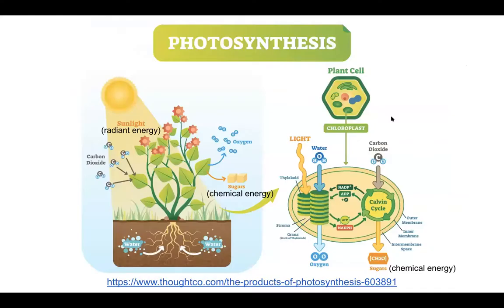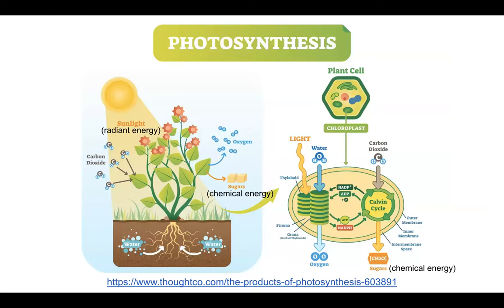And here's one more picture of photosynthesis. Right here, you've got the leaves absorbing that radiant energy from the sun, carbon dioxide going in, water going in, sugars being produced by the leaves, and oxygen being produced by those leaves. But it is a little more complicated.